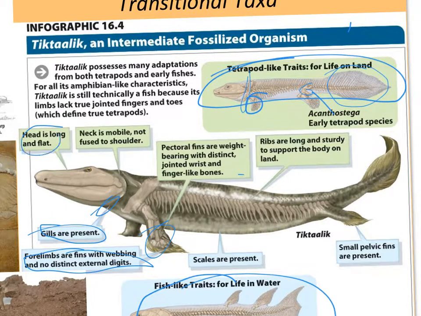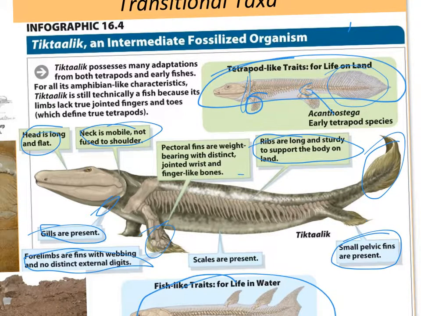Head is long and flat, instead of like a fish. The neck is mobile, not fused to the shoulder. The ribs are long and sturdy to support the body out on the land. Small pelvic fins are present. In other words, they'll be the back legs. A tail, kind of like a fish tail. Scales are present. So this is the evolution. These are intermediate taxa that we found in the fossil record, just where they should be, actually.